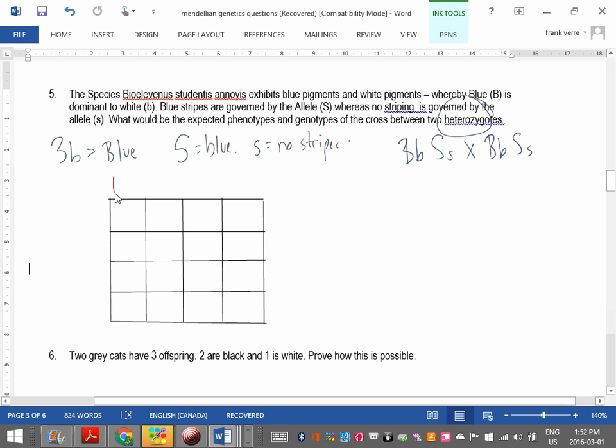So, big B, big S, big B, little b, little b. The other parent's going to produce the exact same possibilities, right? Because they're both the same genotype.